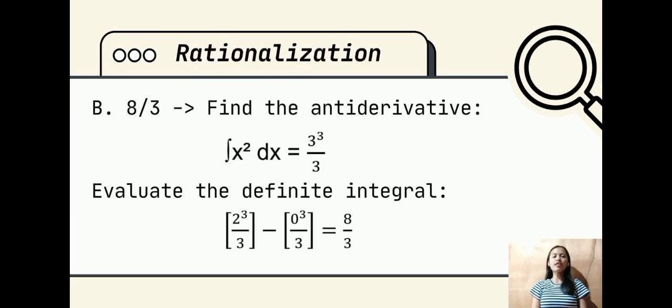The correct answer is letter B, 8 over 3. Find the antiderivative. We have the integral of x raised to the power of n, whose derivative is equal to x cubed over 3. Evaluate the finite integral. We have 2 cubed over 3 minus 0 cubed over 3, which is equal to 8 over 3.